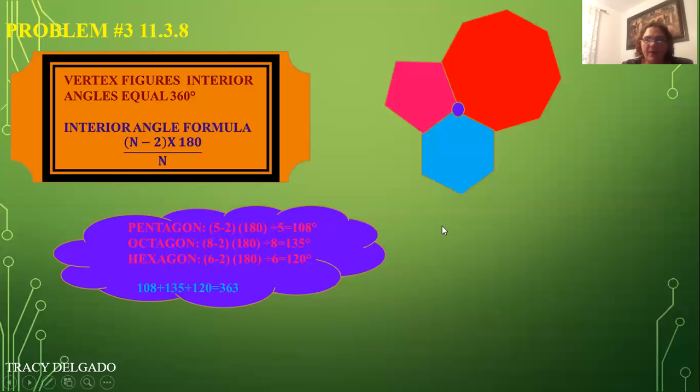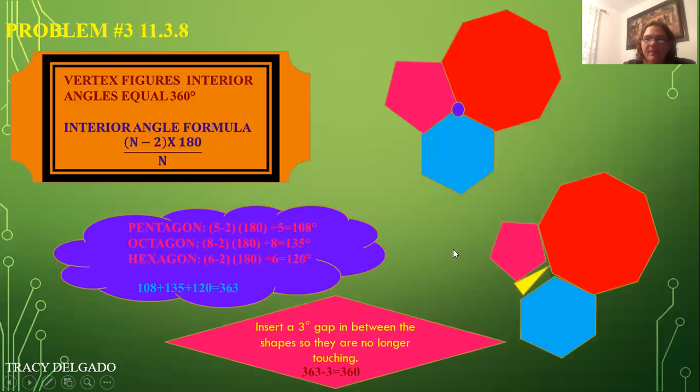So I think we can help Myra get her vertex figure. If we insert a 3-degree gap in between the shapes so they are no longer touching, this will help her. We will take the 363 minus 3, and that will give us our 360 degrees. So here is her vertex figure.